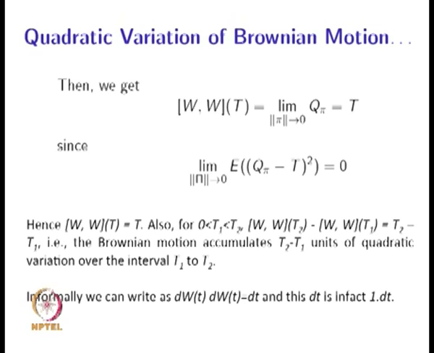This last statement we write informally as dW_t dW_t equal to dt, and this dt is in fact 1 times dt. In other words, the above phenomenon can be represented in differential form as the differential of W_t multiplied with the differential of W_t. This is a quadratic variation, that is nothing but the differential of t. That is the meaning of the Brownian motion accumulates a unit quadratic variation per unit time.